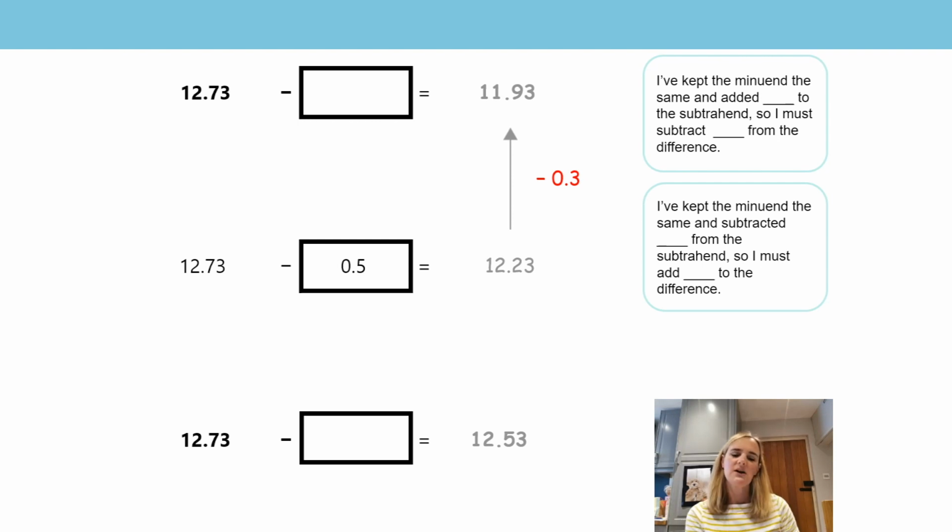So let's think about our stem sentence. What have I done to the difference? I've subtracted from the difference, haven't I? So that top stem sentence, I can fill in that part. Look, my 0.3, this is where it's come from. I've subtracted 0.3 from the difference. So therefore, what must I do to the subtrahend? That's right, add 0.3. So I've kept the minuend the same and added 0.3 to the subtrahend. So I must subtract 0.3 from the difference. So therefore, my 0.5 from the middle calculation to the top one becomes, that's right, 0.8.